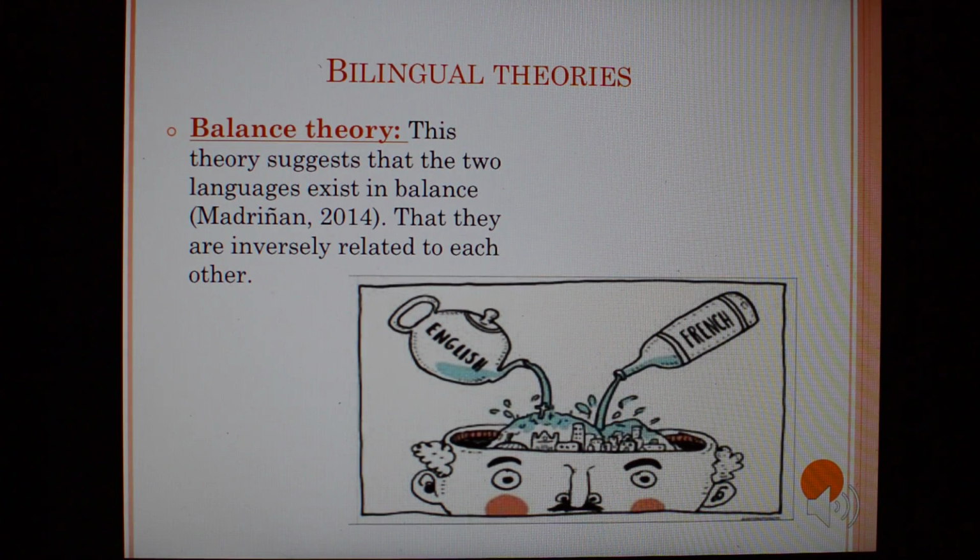Bilingual theories. The balance theory is a bilingual theory that suggests two languages exist in balance to each other and they are inversely related. This means that if you learn English and French, and English was your first language, if you overlearn French, you would be taking away from your knowledge of English.